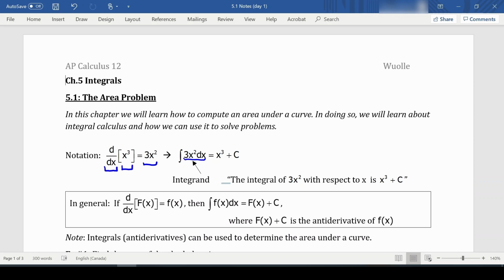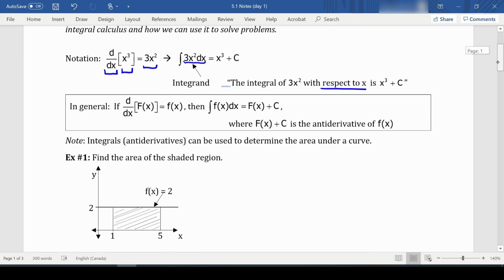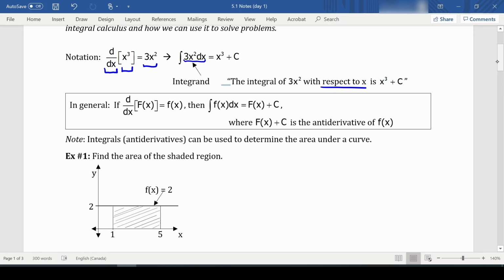The dx tells us that we are doing this with respect to x, similar to how when we do our derivative, the dx on the bottom of d/dx tells us we are going to take the derivative of x cubed with respect to x. In general, if the derivative of big F of x equals little f of x, then the integral of little f of x is equal to big F of x plus c, where c is a constant. Big F of x plus c is the antiderivative of little f of x.